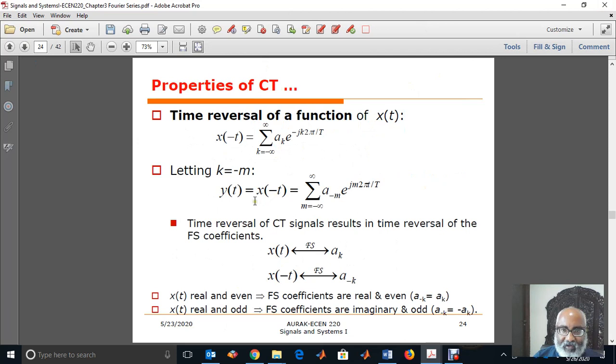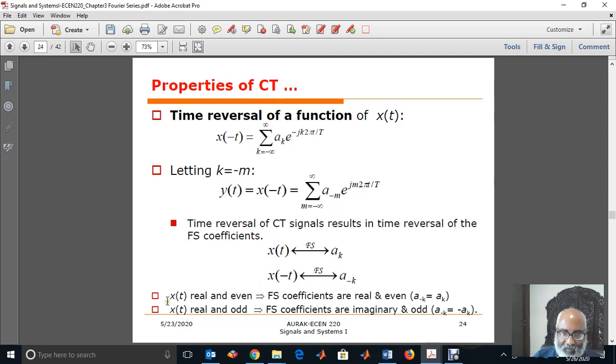Another property: time reversal of a signal x of t. If I have a time-reversed signal, this will be x of minus t. The Fourier series representation is this. If the Fourier series representation of x of t is a_k, then the Fourier series representation of x of minus t will be a minus k. So the time reversal of the continuous time signal will result in a time reversal of the Fourier series coefficients.